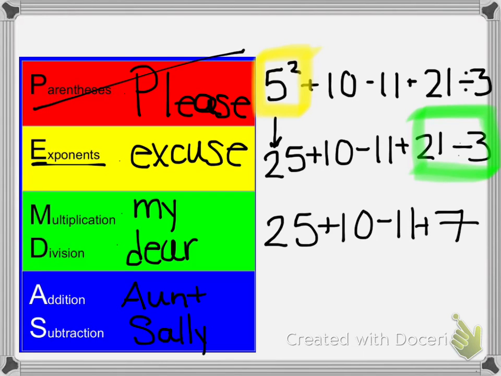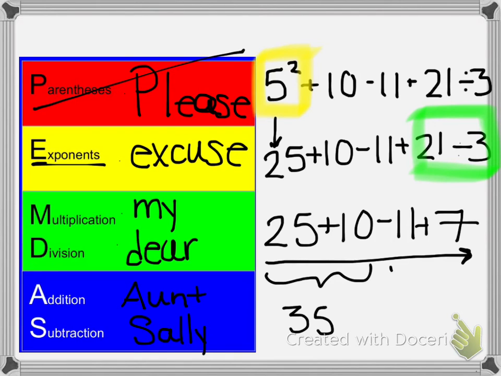And once again, we're just going to go straight across like we're reading a book. You don't have to do addition first. You just do it from left to right. 25 plus 10 is 35. 11 plus 7 is 18. 35 minus 18 gives me an answer of 17.